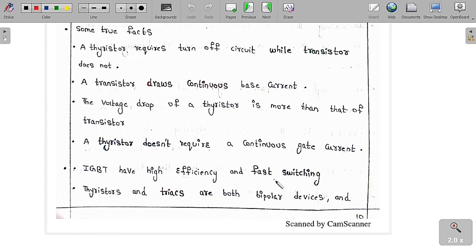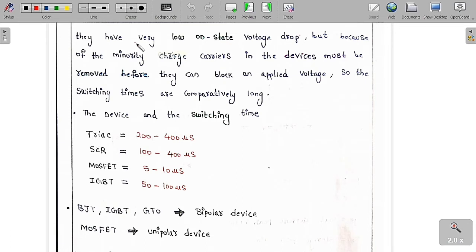Thyristors and triacs are both bipolar devices, like IGBT and BJT. So BJT, IGBT, thyristors and triacs are all bipolar devices. Only the MOSFET is a unipolar device. In thyristors, which are made of PN layers, both holes and electrons are responsible for conduction, so it is called a bipolar device.